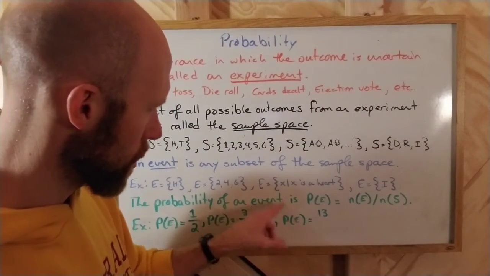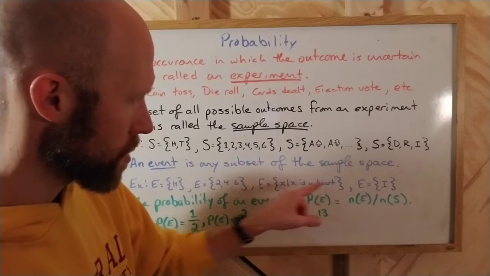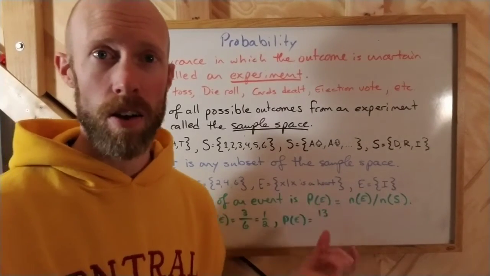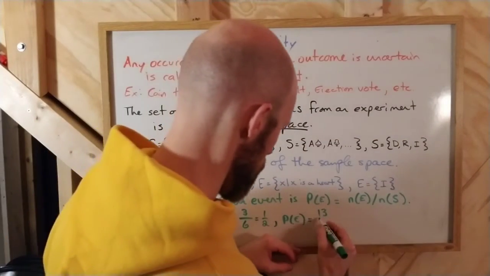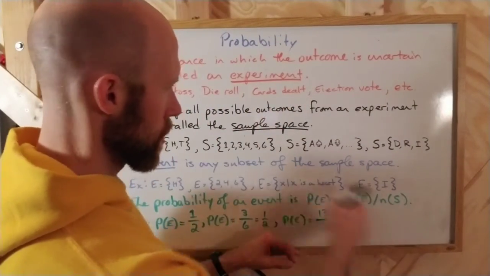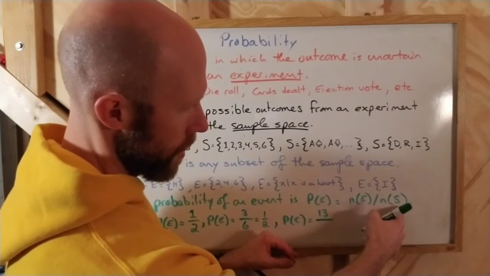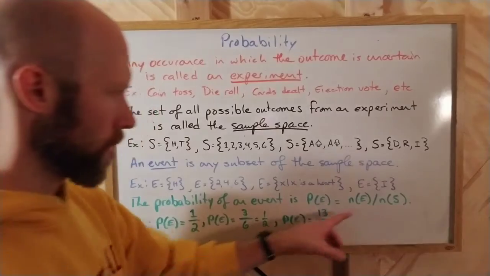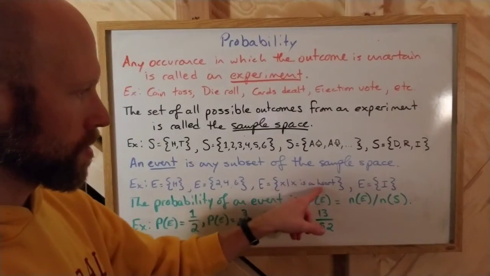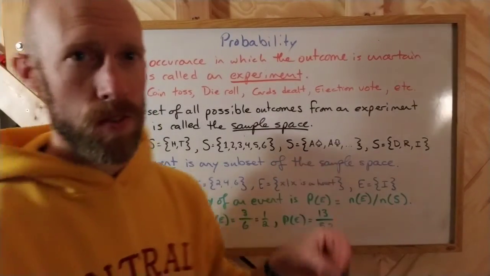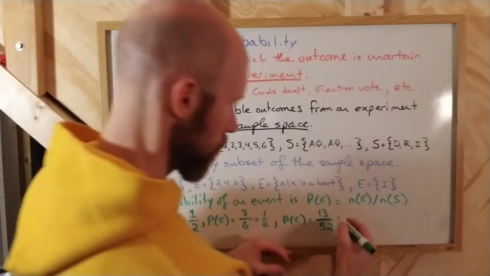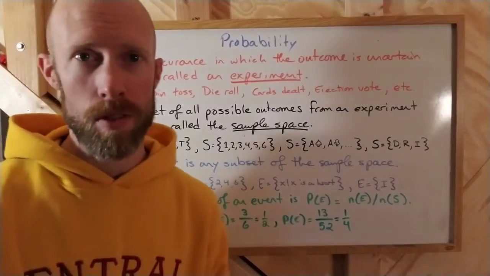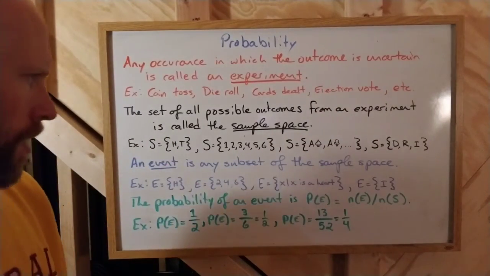The probability that event E is a heart: well, there are 13 hearts in a deck, and the number of elements in S, well, there are 52 cards in the deck, right? So the cardinality of E is 13, the cardinality of S is 52. When you divide them, you get 1/4, when you reduce that fraction down. Both are divisible by 13.